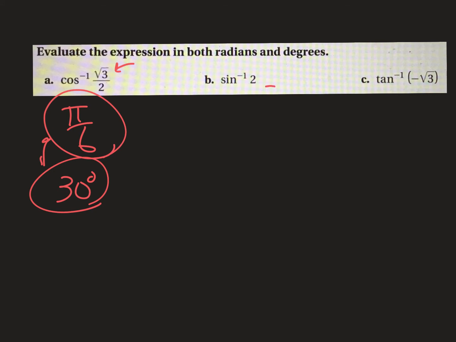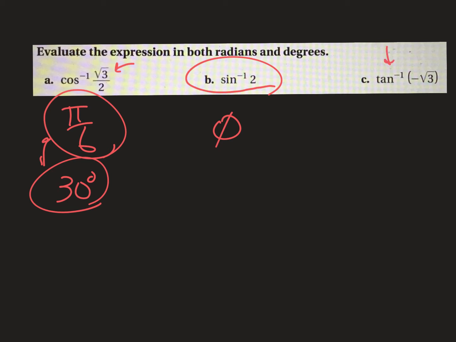Okay, part B. This is a weird one. Inverse sine of 2. If you look at your unit circle, look for where sine is 2, you're not going to find it because the biggest thing it can be is 1. So anything they ask you bigger than 1, if it's sine or cosine, it doesn't exist. You can't do that. There's no way. Sine and cosine values are never bigger than 1.